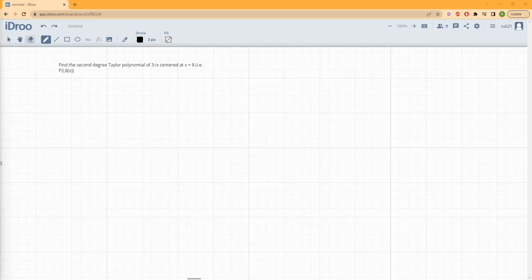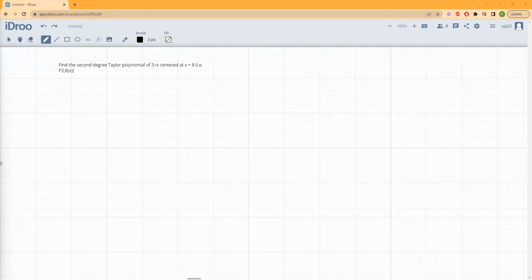Hello. So today what I'll be doing is first we'll be going over Taylor polynomials and in particular the error for the Taylor polynomials using Taylor's inequality. So I'm going to start with this question. Find the second degree Taylor polynomial of the cube root of x centered at x equals 8, i.e. P2 at 8 of x.